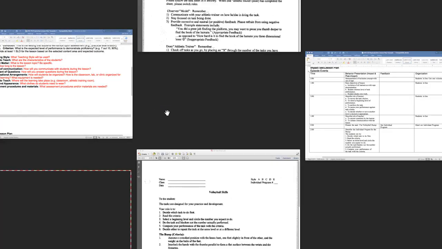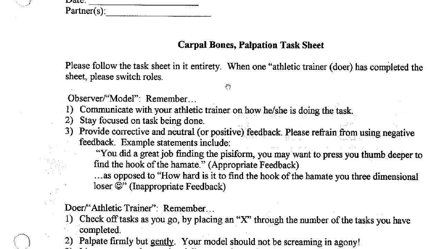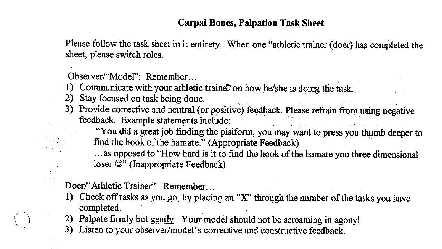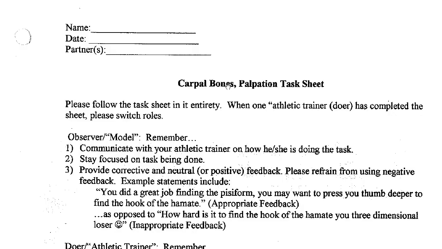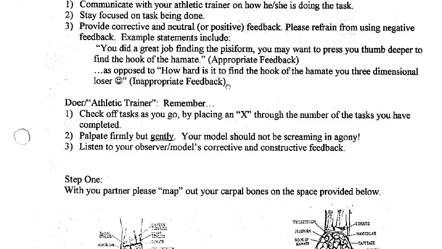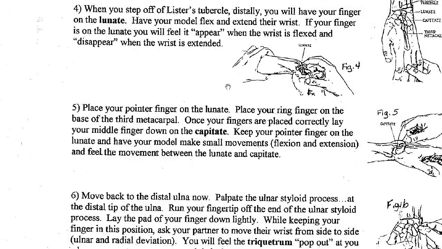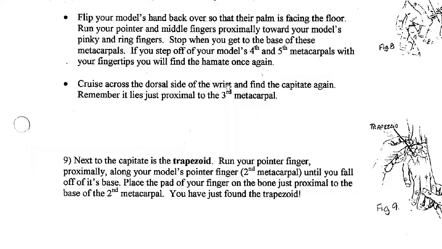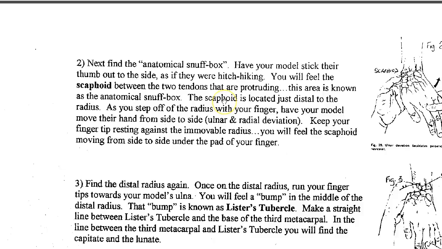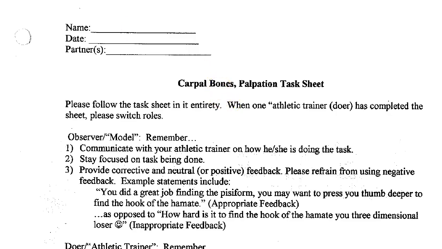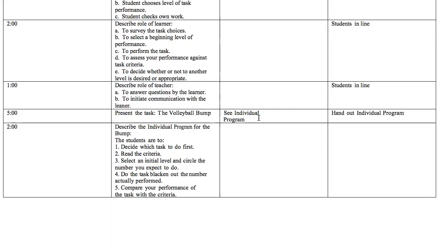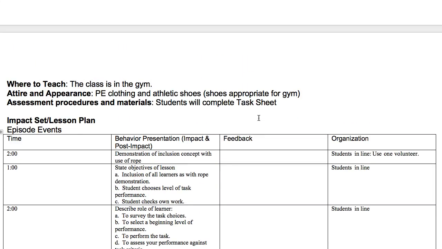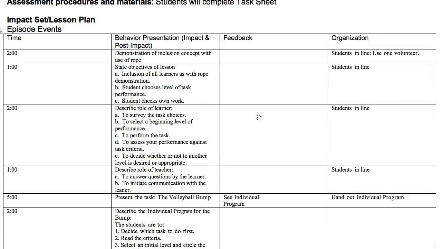And here is the athletic training task sheet, carpal bones, palpation task sheet, and hopefully not everybody does this. So I'm not going to show it too much because I don't want everybody just to do it. So it has how to actually do this. This is for reciprocal style of teaching. So you can see that the goal of the task sheet is for students to be able to follow along on their own, because part of the goal of the Mosston teaching styles is to get the students to learn on their own.